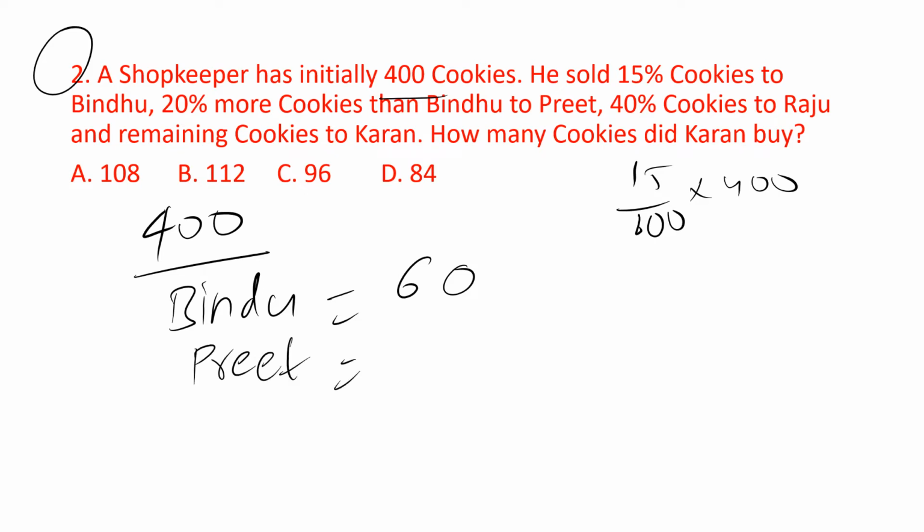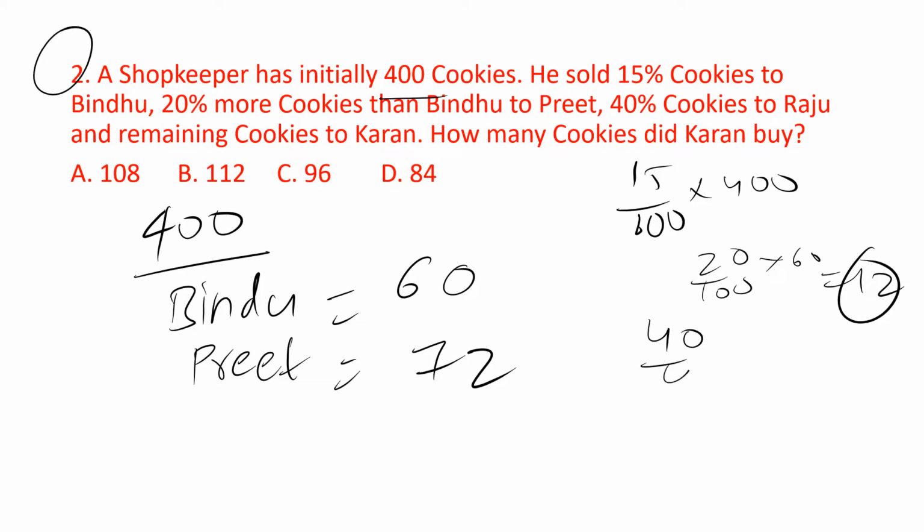Preet has 20% more. What is 20% of 60? 20 by 100 into 60, we get 12. So 12 more cookies than Bindu with Preet. 60 plus 12 we get 72. And then 40% of the cookies to Raju and the remaining cookies to Karan. What is 40% of 400? 40 by 100 into 400 is equal to 160. 40% is 160.